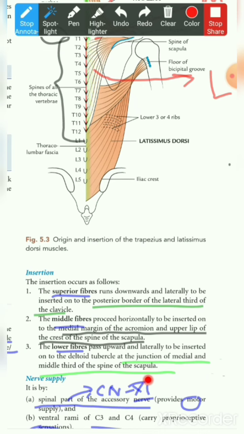The nerve supply has motor supply and sensory supply. The motor supply is provided by the 11th cranial nerve. This is the spinal part of the accessory nerve. You know there are 12 pairs of cranial nerves. Among them, the number 11 cranial nerve supplies the trapezius, and its sensory supply is via the ventral lamina of the cervical 3 and cervical 4 spinal nerves.